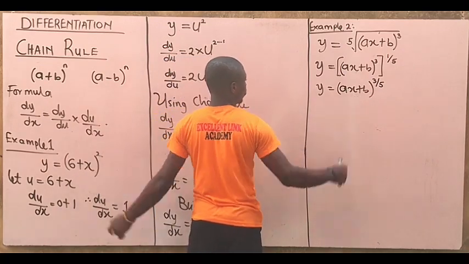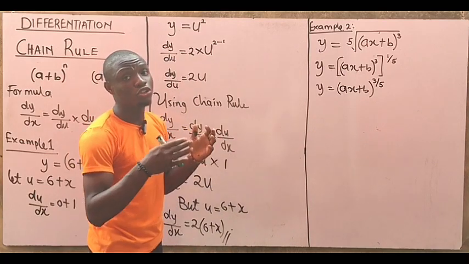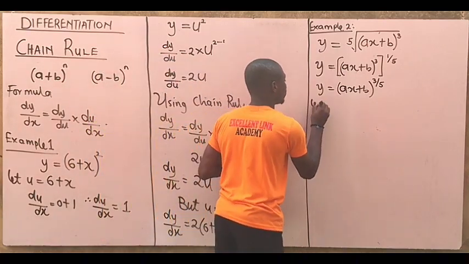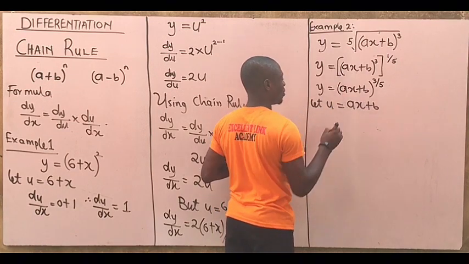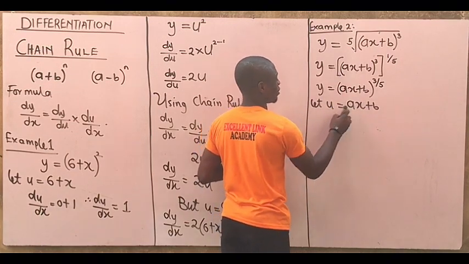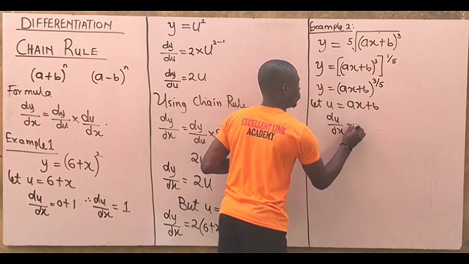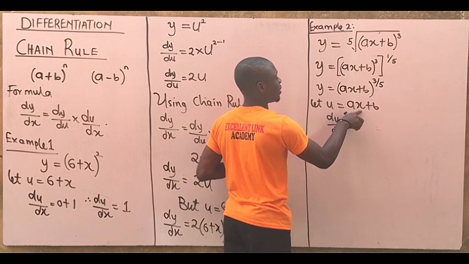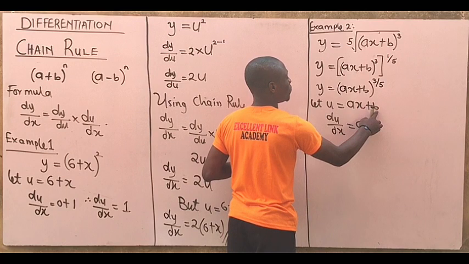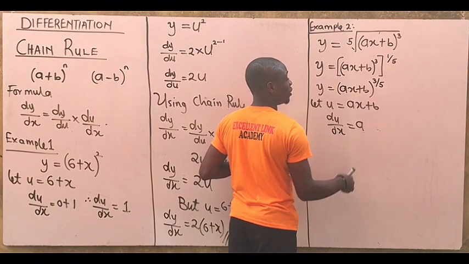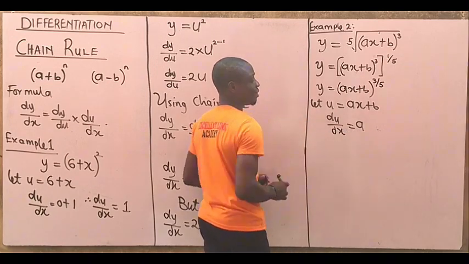So it has become something of this nature now. So apply the chain rule concept. First task, call the term in brackets u. So let u be equal to the term in brackets, ax plus b. Differentiate u with respect to x. I'll have du over dx equal to the derivative of ax, which is a, plus the derivative of b, which is 0. We assume that b is a constant here, right? So I have a here as my answer.